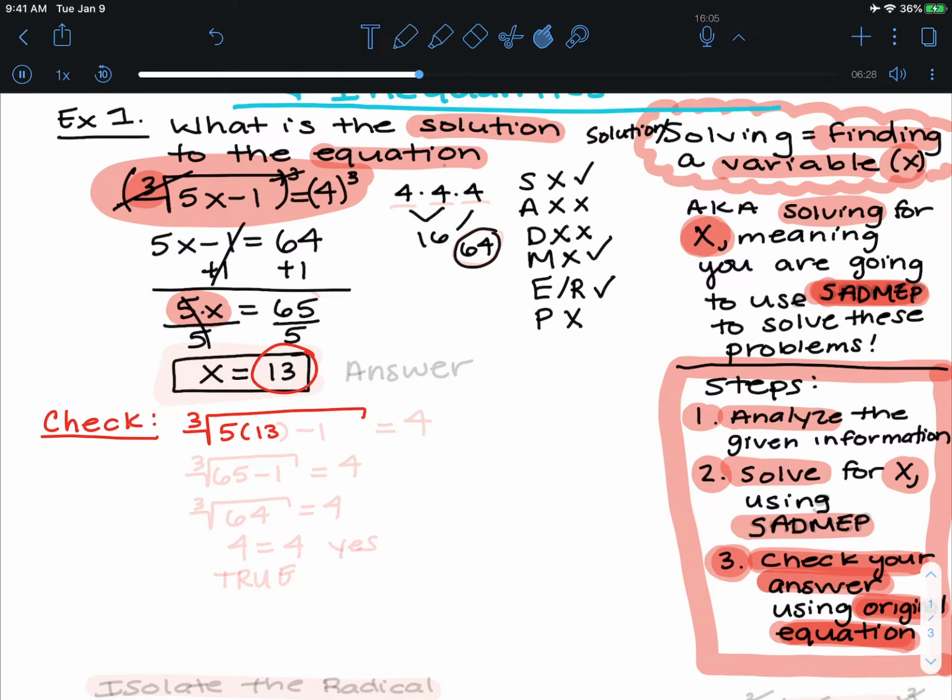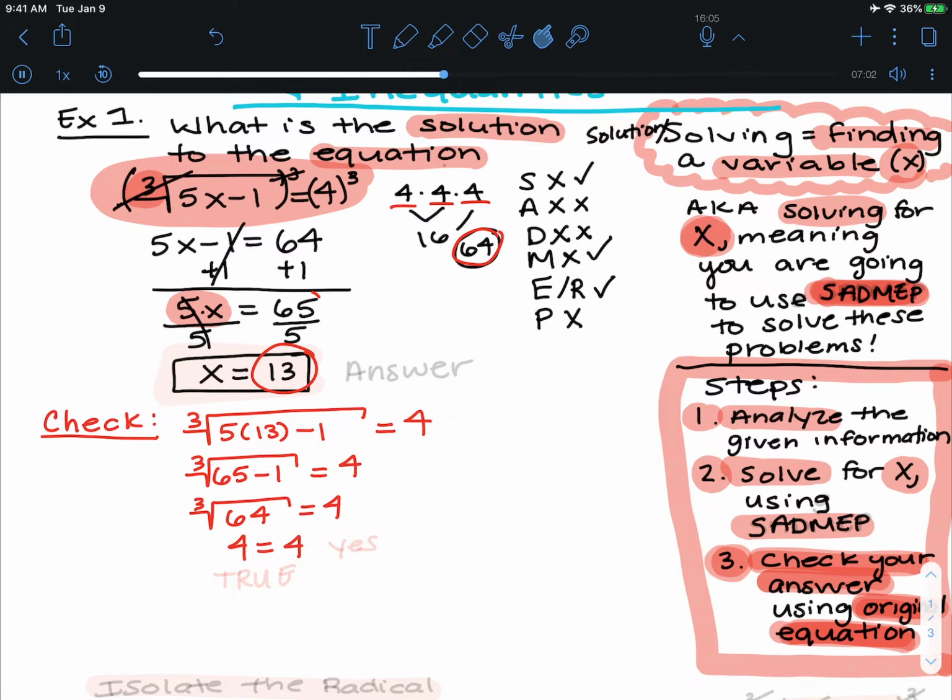So the cube root of 5 times 13 minus 1 equals 4. Well, what's 5 times 13? Well, 5 times 13 has to give me this number right here, so it's going to be 65. So I'm going to get the cube root of 65 minus 1 equals 4. What's 65 minus 1? 64. Well, what's the cube root of 64? Well, we kind of did this here. 4 times 4 times 4 gives me 64, so my answer is going to be 4. So the cube root of 64 is going to be 4.